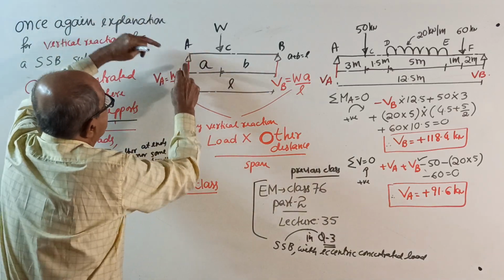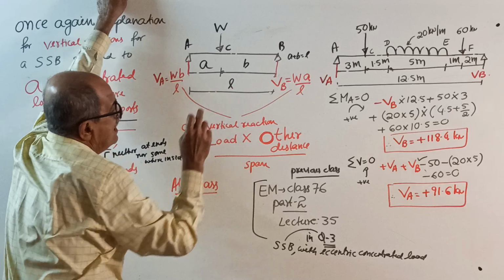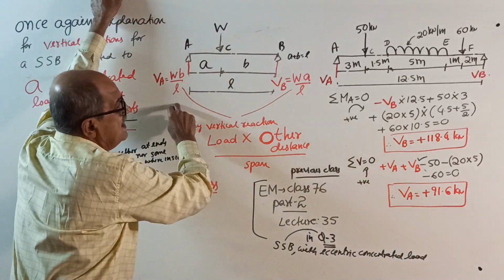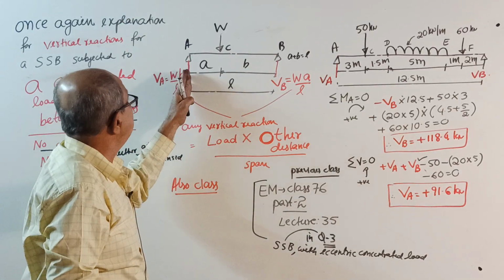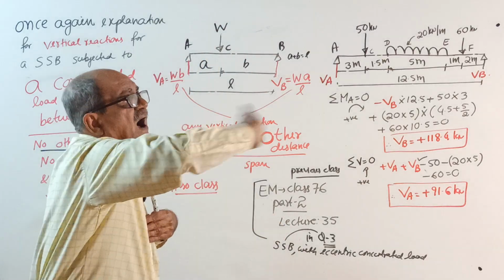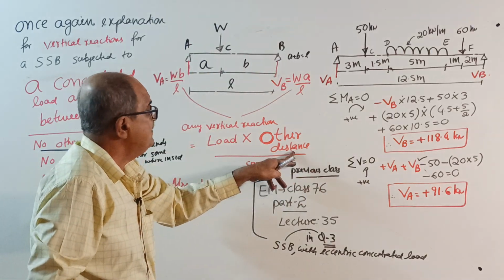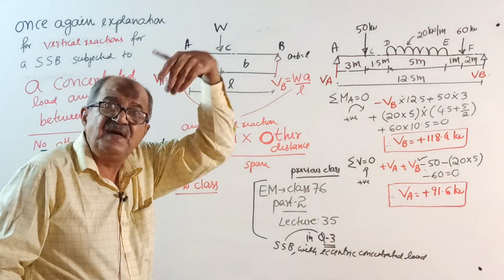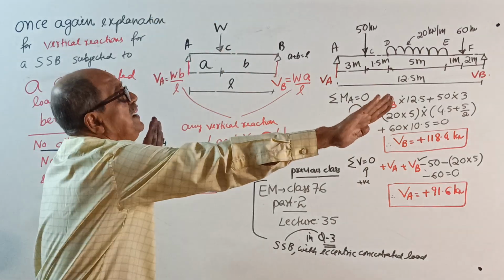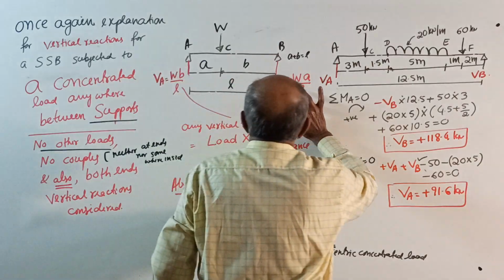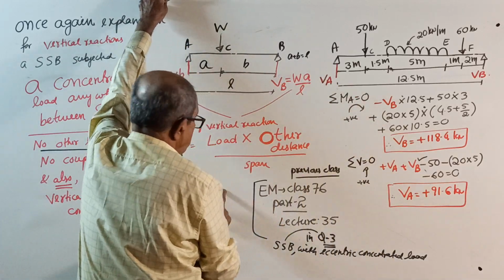Now see, this reaction is W into B by L, this reaction is W into A by L. In words, for both reactions: whether you want left or right reaction, it is load into the other distance, meaning the distance from the load to the other support. Remember, VA equals load into other distance B divided by L, or if I want VB, it equals load into other distance A divided by L. This is thoroughly explained.